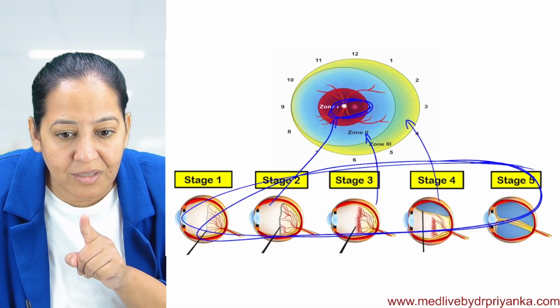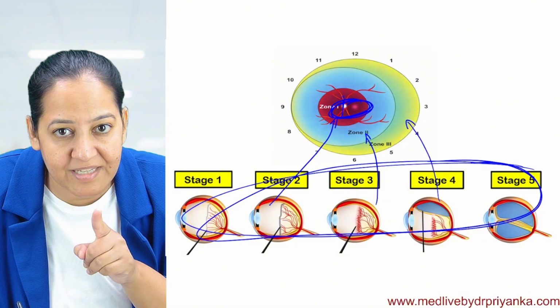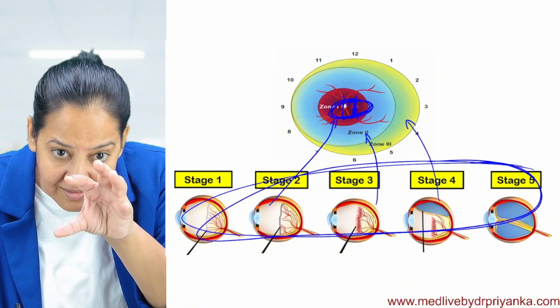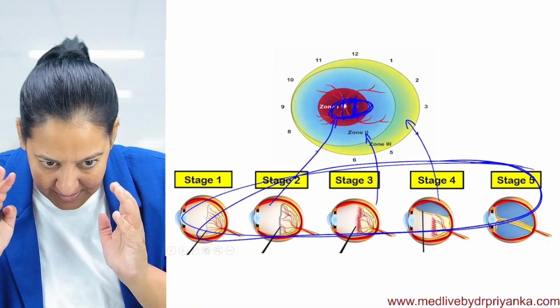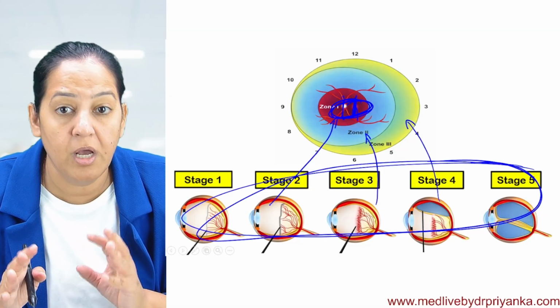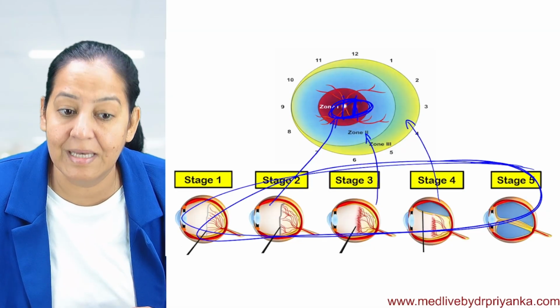This area is very crucial, the central area which contains the optic disc and macula. Okay, so if the disease is in this area, it's crucial. If the disease is in zone 2, it's relatively less crucial. But if the disease is in zone 3, it's harmless. I hope you got it.